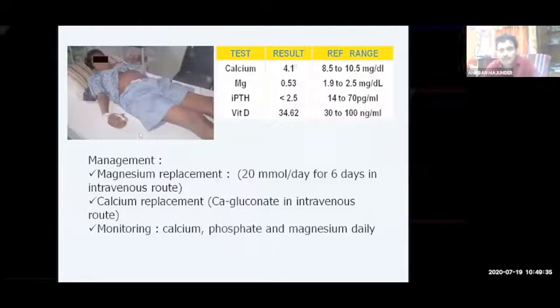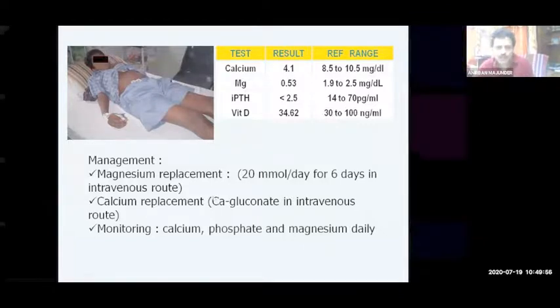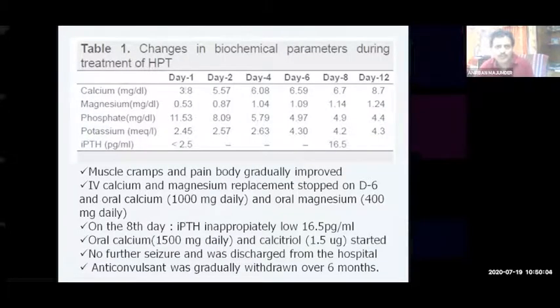Now we rechecked the calcium, magnesium, iPTH, and vitamin D, and you can see vitamin D is normal, iPTH is very low, 2.5, and magnesium was also very low, and calcium very low. So what will be our approach? We should start the magnesium and calcium replacement simultaneously. So we started magnesium and calcium replacement, and we monitored the calcium, phosphate and magnesium regularly, and you can see this monitoring report.